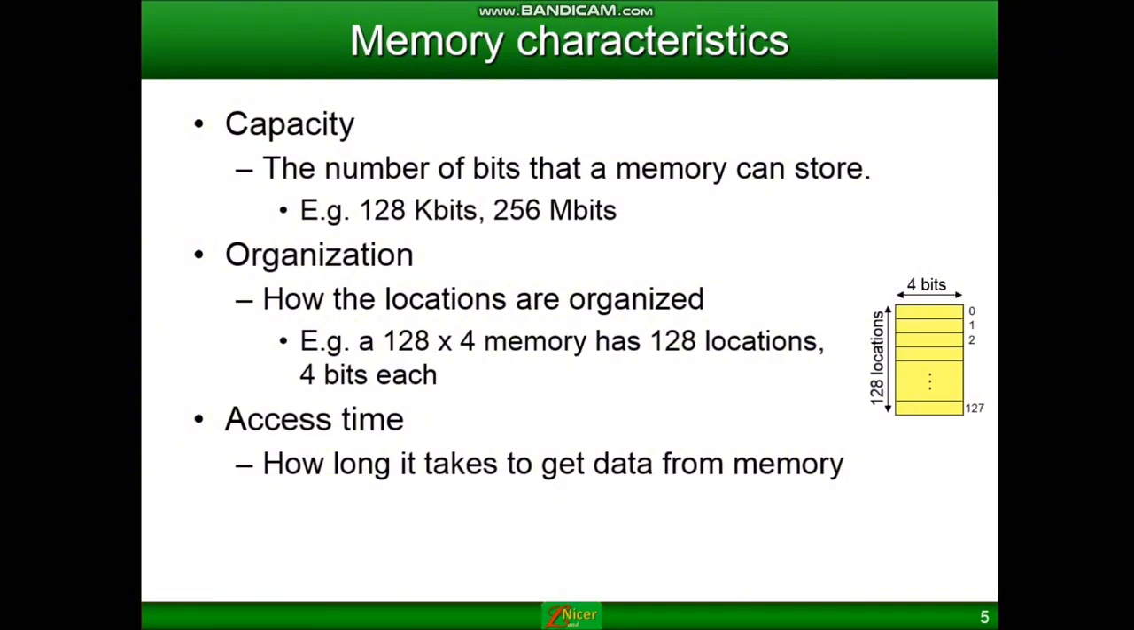Now memory characteristics include the capacity, organization and access time. In capacity, we have the total number of bits that a memory can store, for example, 128 kilobits and 256 megabits. The organization of this memory is like 128 cross 4. Memory has 128 locations and 4 bits each. It means that there are 128 locations in that memory, and each of those locations can store data that is a total of 4 bits. A 4-bit data can be stored in each location.